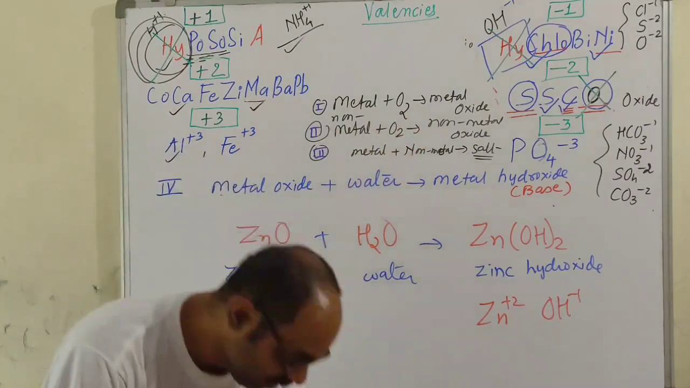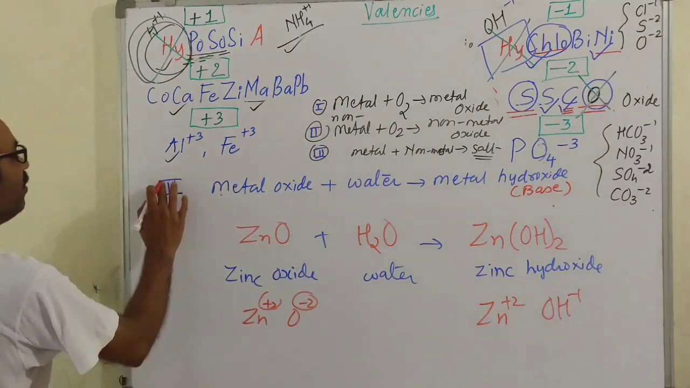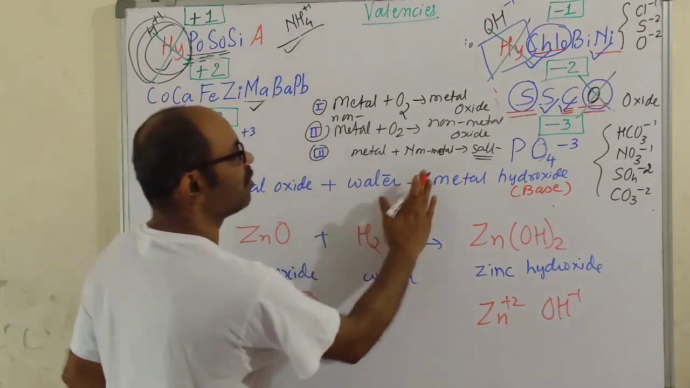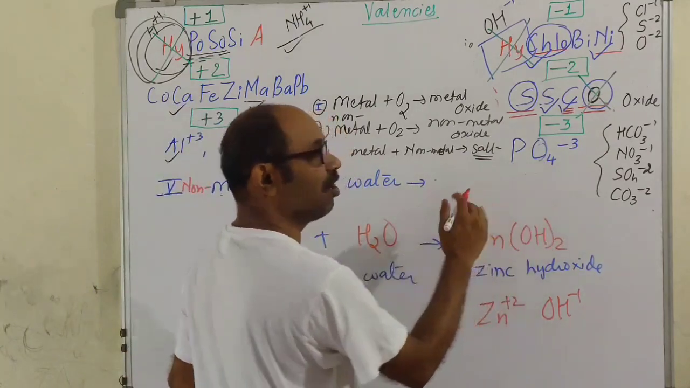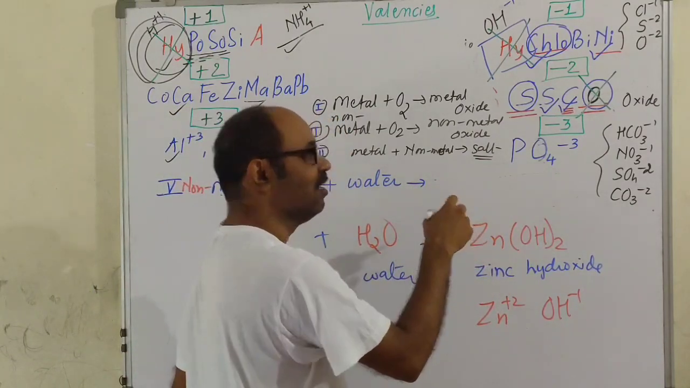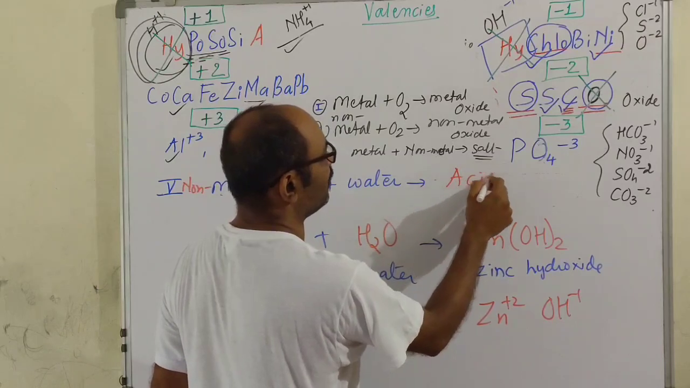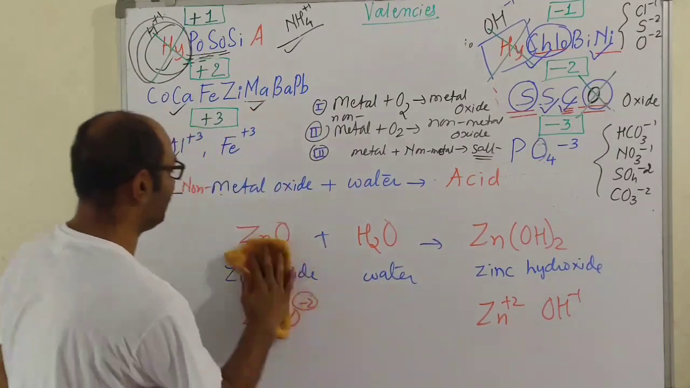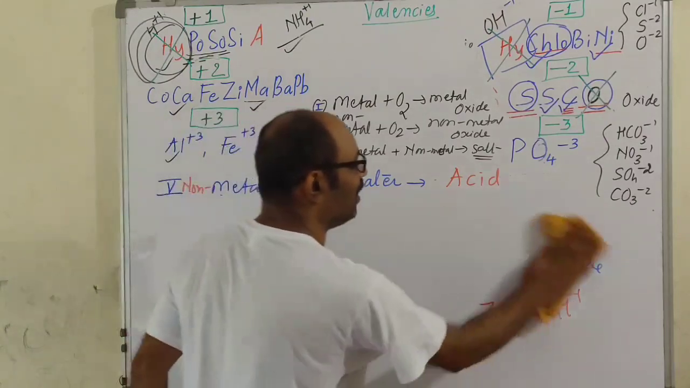Now we are going to see the fifth one, and that is non-metal oxide when dissolved in water. Metal oxide when dissolved in water gave you base, and non-metal oxide when dissolved in water gives you acid. Very interesting, children. Please have a look.